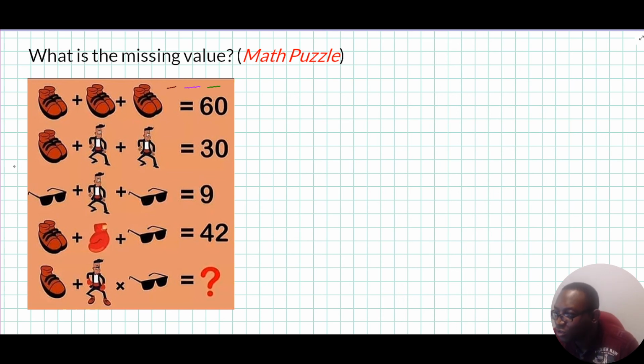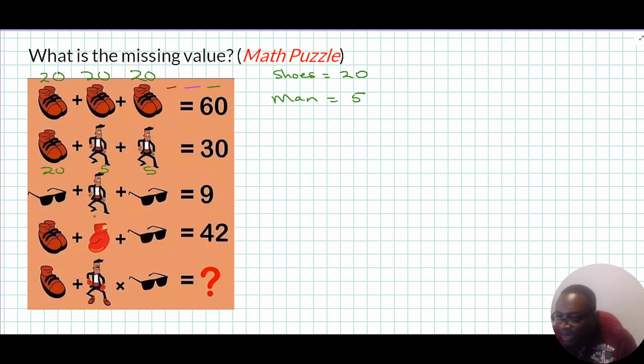Okay, so let me show you some things here. So I have 3 pairs of shoes for 60. So this is going to be 20. Okay, 20, 20, 20. So let's write here shoes equal to 20. So now I have 20 here, and I have 2 men or 2 persons, and I need to be 30. So the 2 of them are going to be 10. So I'm going to have 5 and 5. So let's put here man equal to 5.